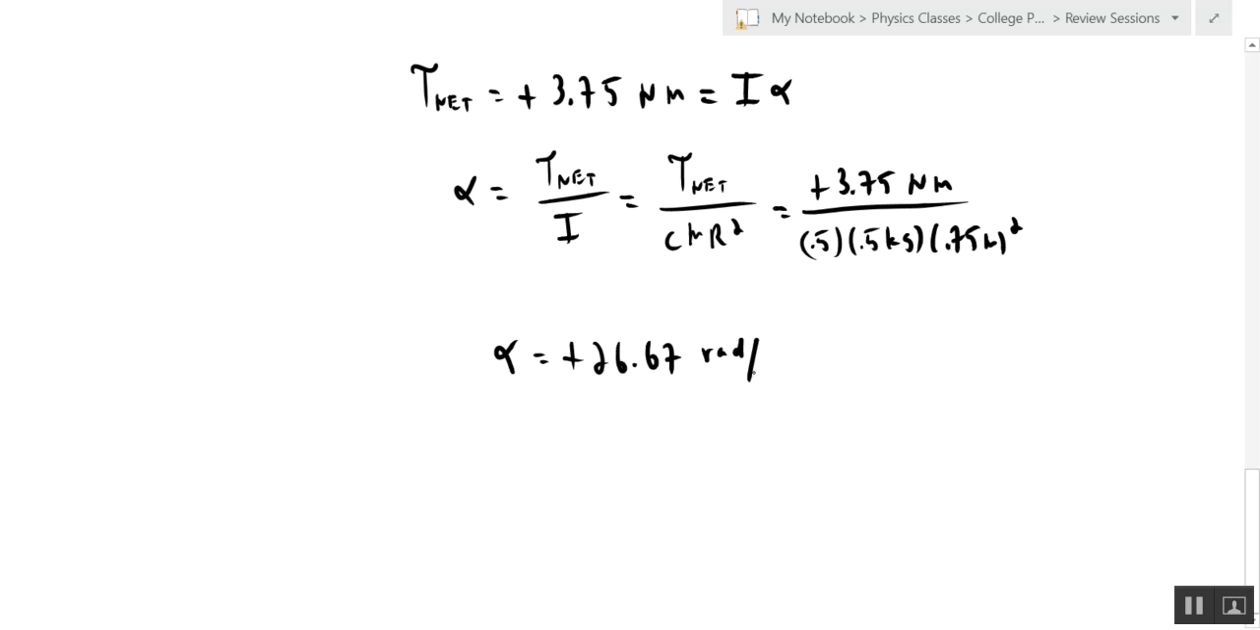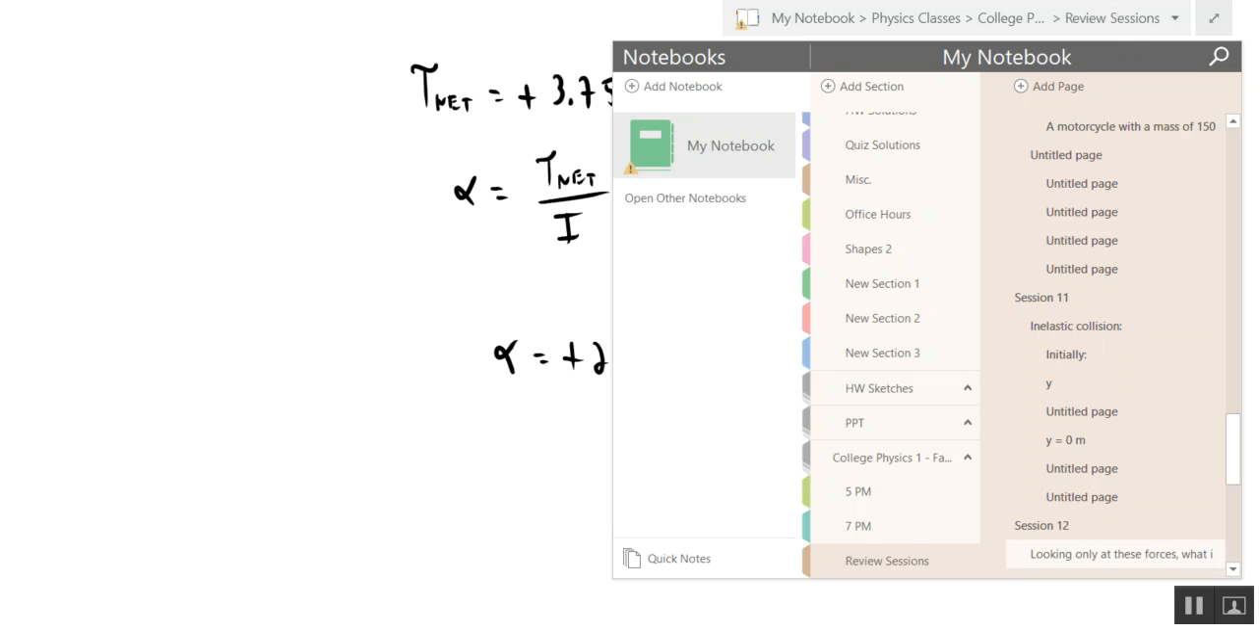Is that how we differentiate the inertia out of the c and r squared? No, but it's something you need to know. In other words, if I give you the c value, you always multiply by m r squared. That's the moment of inertia.